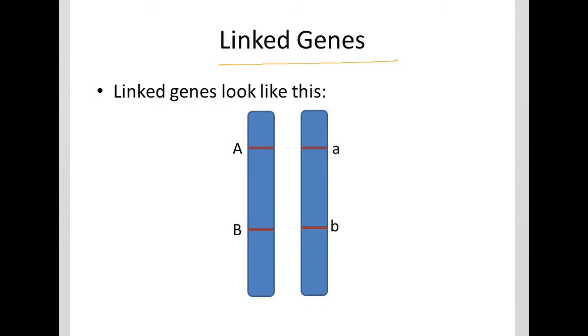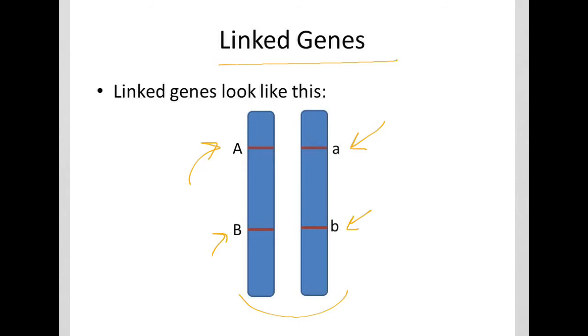So unlike unlinked genes, which I showed you about in the last video, linked genes would instead look like this. We have 2, again, homologous chromosomes. Notice again that the A gene is located in the same place on both chromosomes, and same with the B gene, located in the same part of the chromosome as the other B gene. But notice we have genes literally linked together. They are attached to each other.